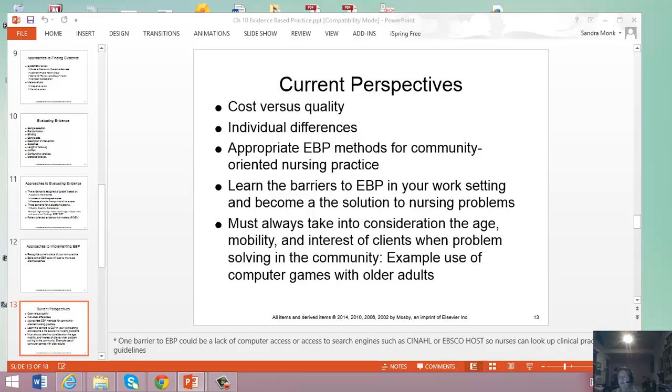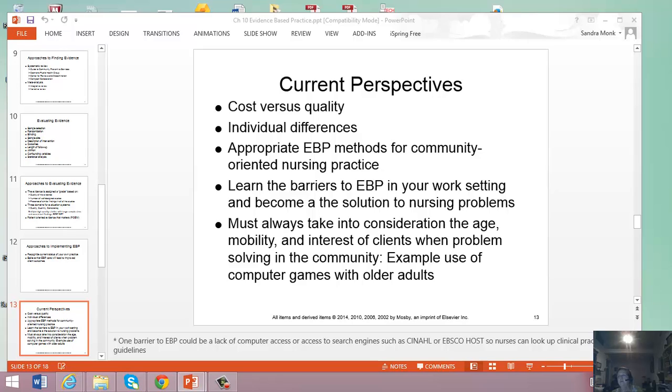Some of the current perspectives is cost versus quality. We pay high dollars for our healthcare costs in the United States. Are we receiving the quality that we should be receiving based on those costs? There are individual differences. Every person's individual. We look at every care plan individually, as you know, and particularly in community health, in home health, and in hospice, this is very important.